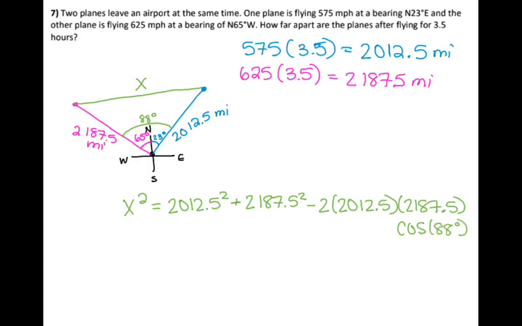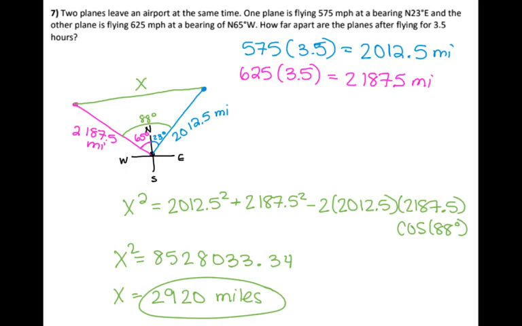I'm going to go ahead and take that giant expression and plug it into the calculator. Bear with me for a little bit because that's a lot of numbers to type. 2012.5 squared plus 2187.5 squared minus 2 times 2012.5 times 2187.5 cosine of 88. Holy cannoli. 8528033.34. And then I want to take the square root. So that gives me about 2,920 miles. There we go.